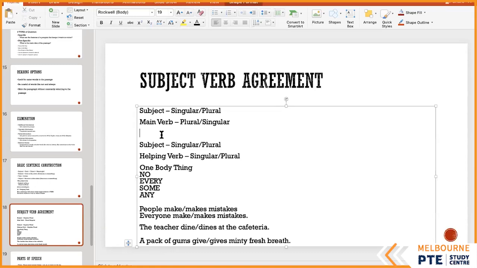Okay. So a person is singular or plural? Singular. And people, singular or plural? Plural. So people makes mistake or people make mistake? People make mistake. People is referring to singular or plural? Plural. That means my verb should be plural, make.